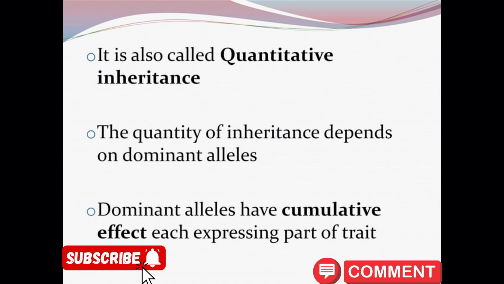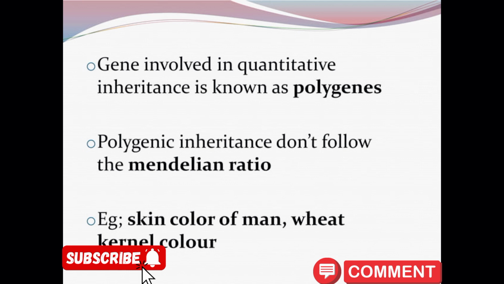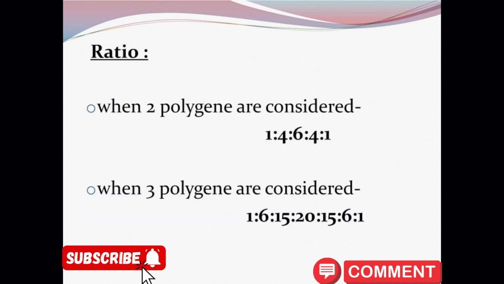As we have discussed, the quantity of inheritance depends upon the number of dominant alleles. So dominant alleles have a cumulative, additive, combined effect, each expressing part of a trait. Genes involved in quantitative inheritance are known as polygenes. Polygenic inheritance does not follow the Mendelian ratio, for example skin color in humans as well as wheat kernel color. So when two polygenes are considered, a 1:4:6:4:1 ratio is produced.